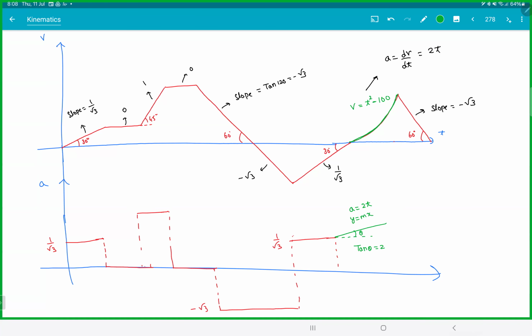So it will be something like this. And then the graph will suddenly become again minus root 3 here. Like this. So yeah, that's how you can play around with it. You're just playing with the slopes. So I can even introduce curves in the middle. Then you have to differentiate and get the acceleration. You can play like this.